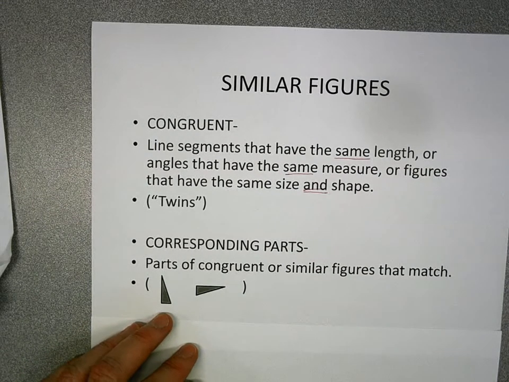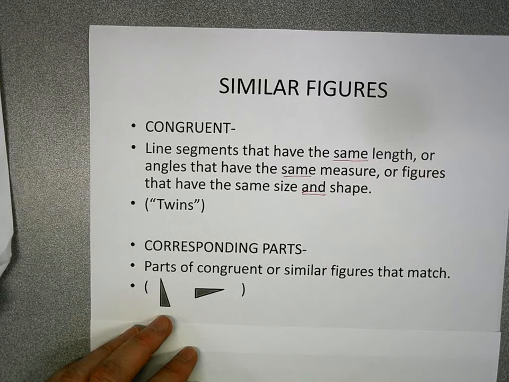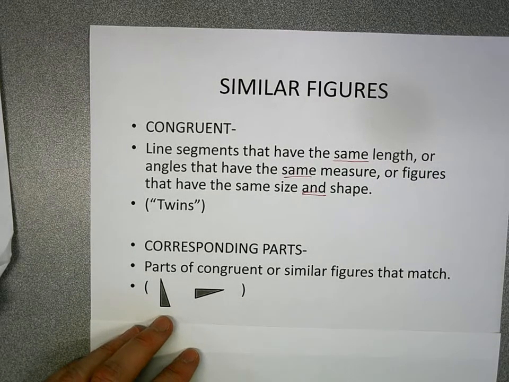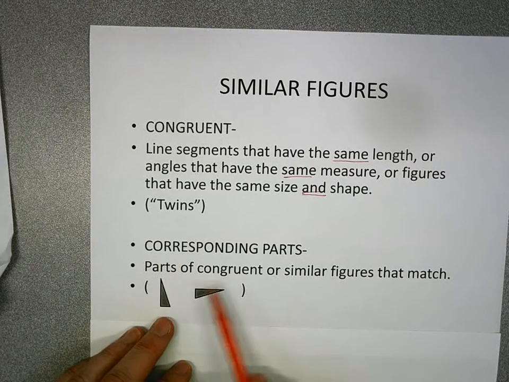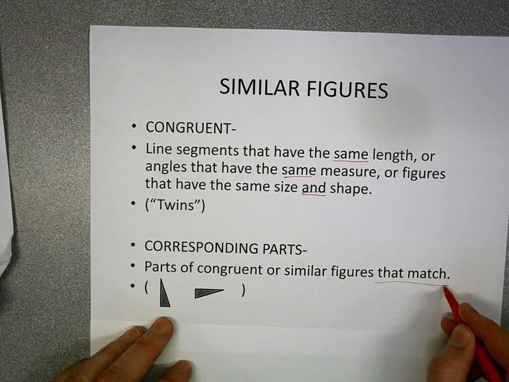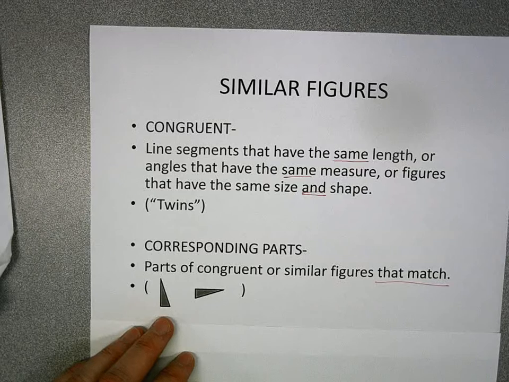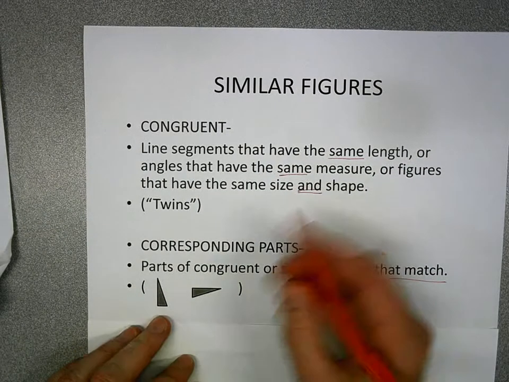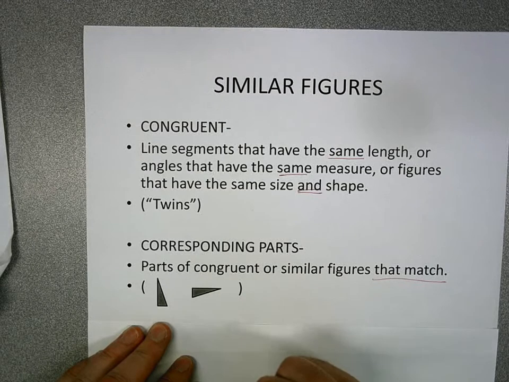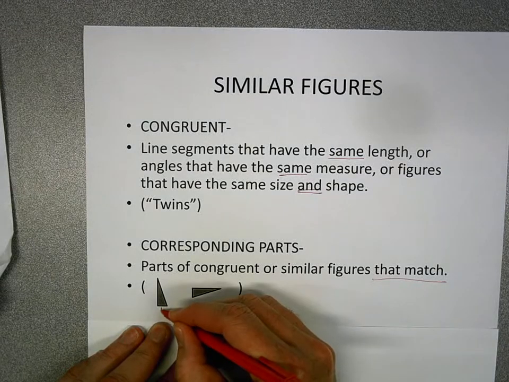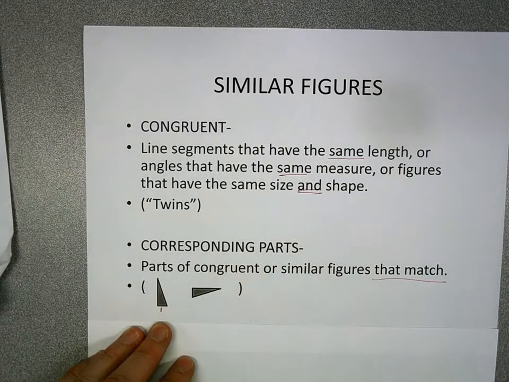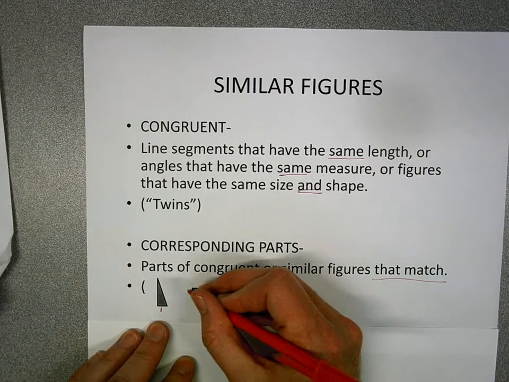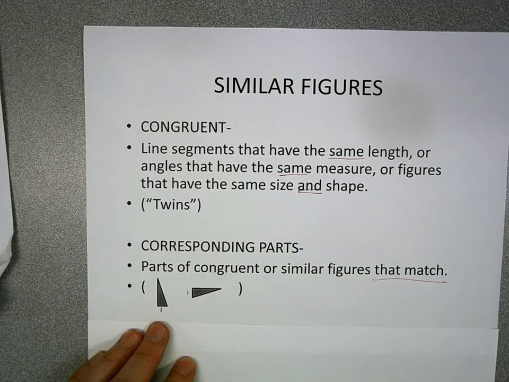Corresponding parts are important because to find out if these two things are proportional, you need to be able to match up corresponding parts. This is very vague: parts of congruent or similar figures that match. Let me show you what that really means. If these two are congruent, this little small part here, we'll call side 1, has a corresponding part right there on that triangle.